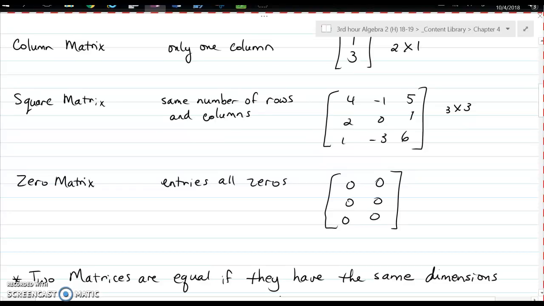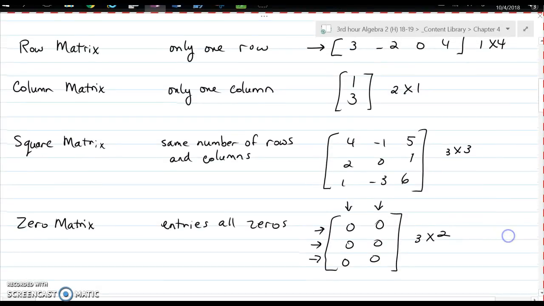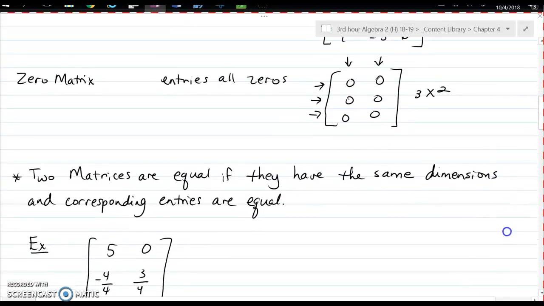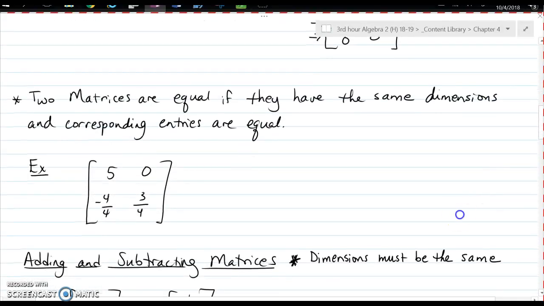And then a zero matrix is a matrix simply whose entries are all zeros. It doesn't matter what the dimensions would be, as long as the entries are all zeros, we call it a zero matrix. What are the dimensions of this matrix? We've got, let's see, 1, 2, 3 rows, and we've got 2 columns. So we've got a 3 by 2 here. Everybody see that? Okay, so that's just some special names of different types of matrices, and we can use those to practice naming the dimensions of the matrix.